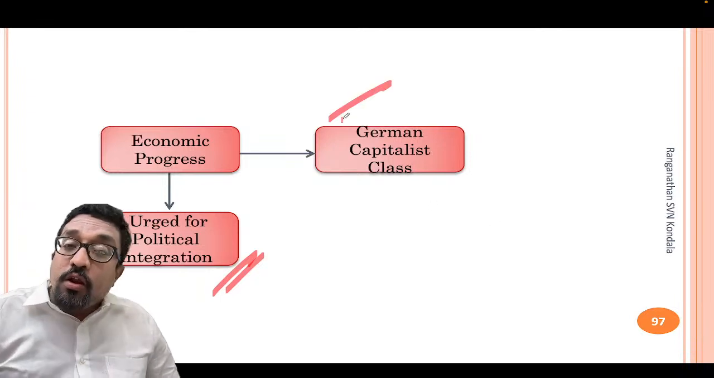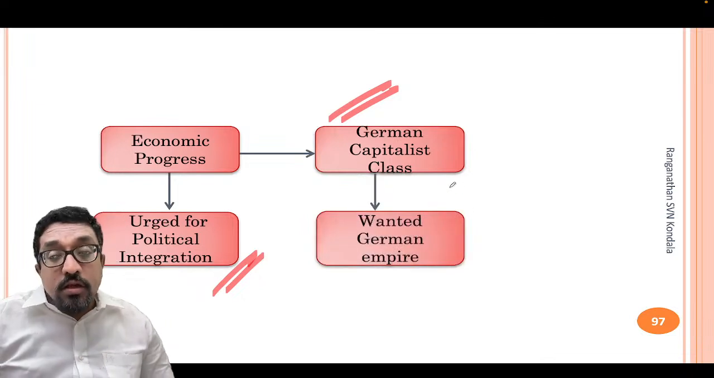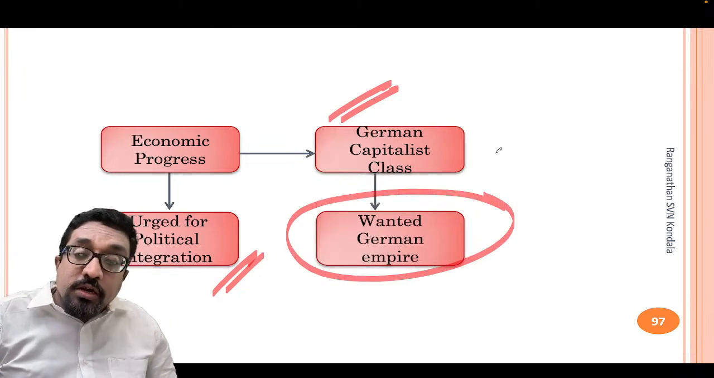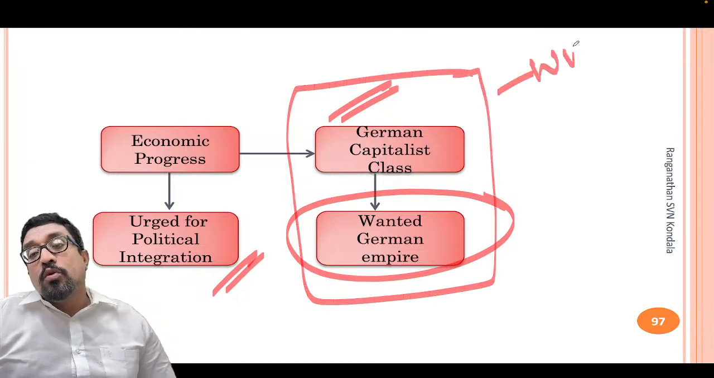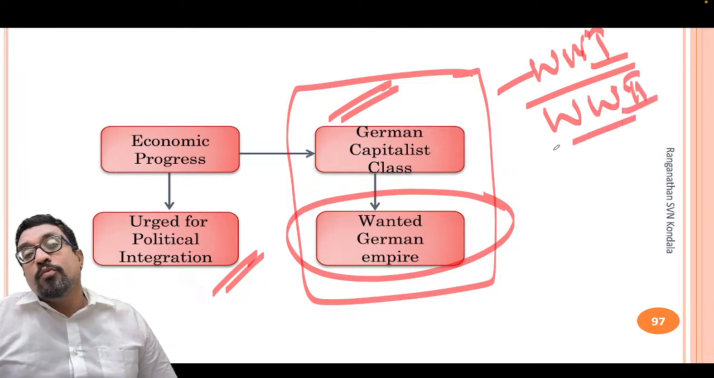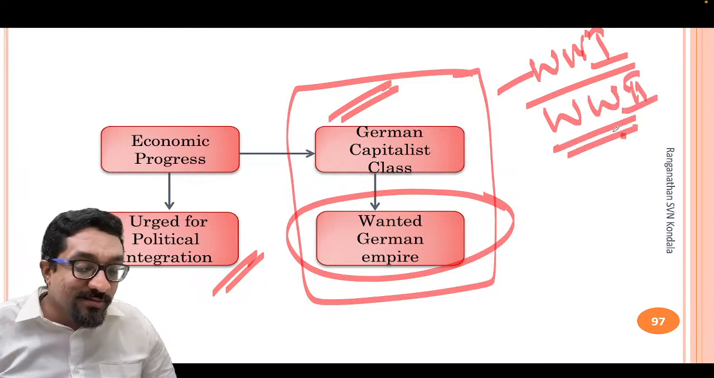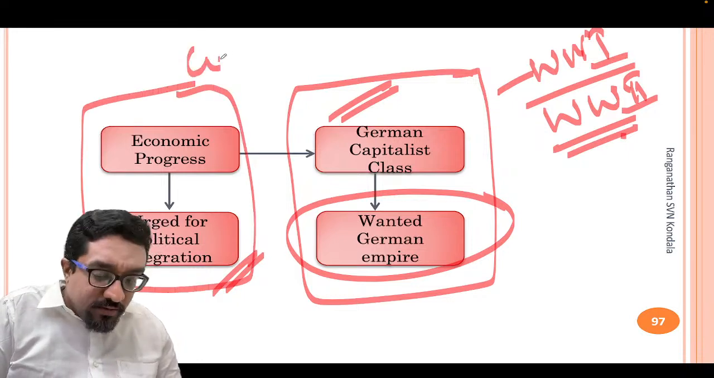Economic progress also led to growth of a group called the German capitalist class, mainly Prussians, and they also wanted the German Empire. It is this part which leads to World War One and World War Two at a later stage. This part led to creation of Germany.